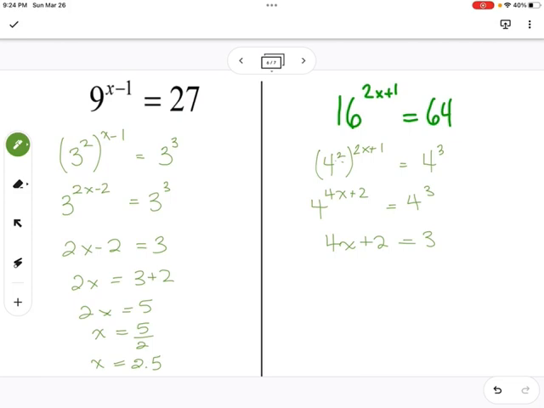And we solve for x. So bring the plus 2 to the other side. It'll be a minus. We have 4x equals 1. Bring the 4 over and divide. X equals 1 over 4. Or if we want to make it a decimal, x equals 0.25.